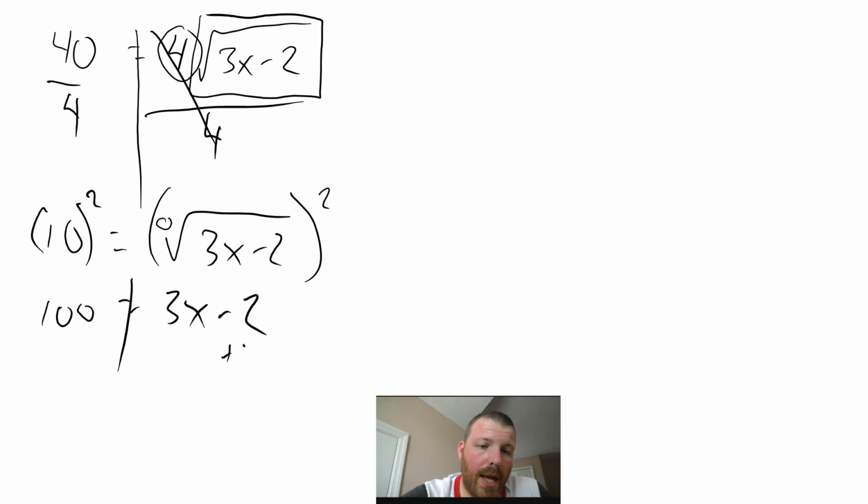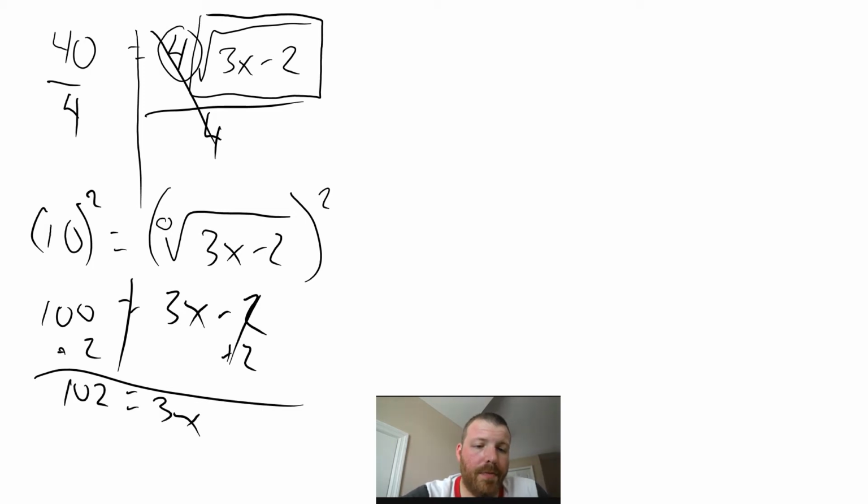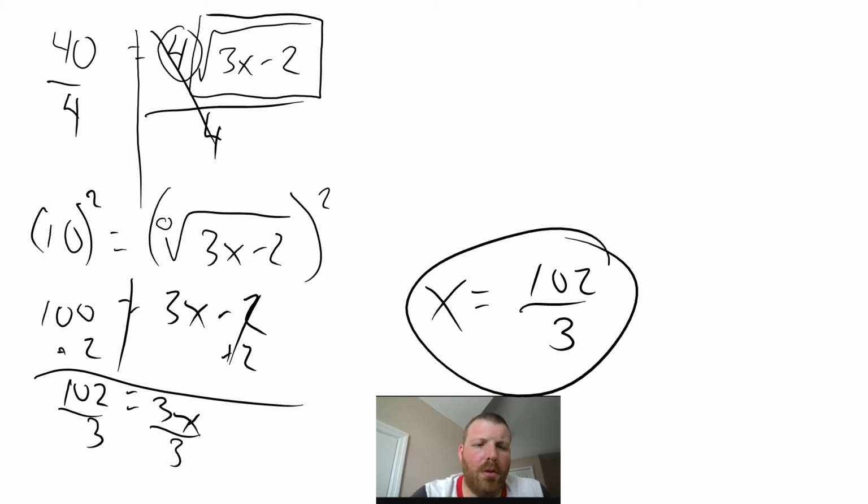And then what I can do is add 2 to both sides, and I'll get 102 equals 3x. Divide by 3. X is going to equal 102 over 3. Okay? So it's kind of that simple. Just remember, it's kind of like absolute values. You want to get rid of the stuff in that radical. Keep that stuff there, and then you want to get rid of everything that's around the radical.